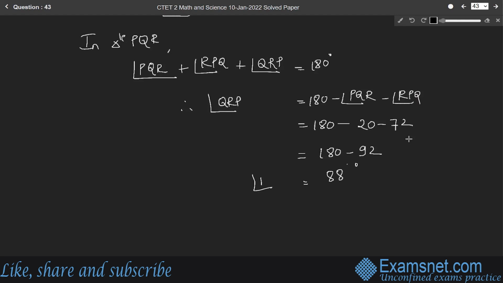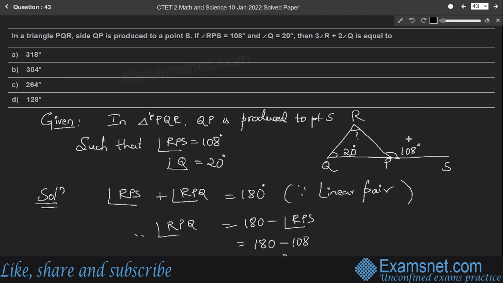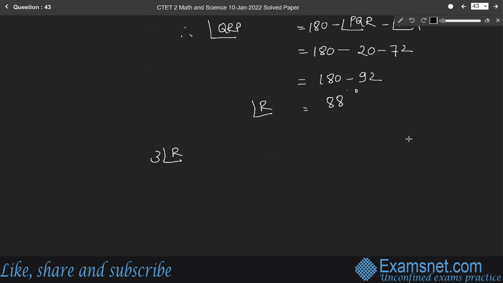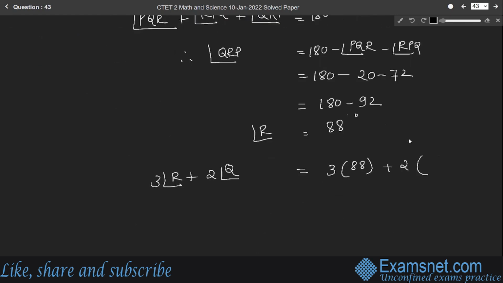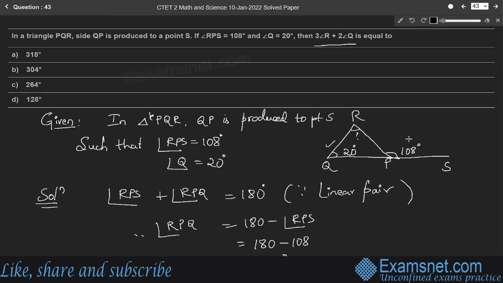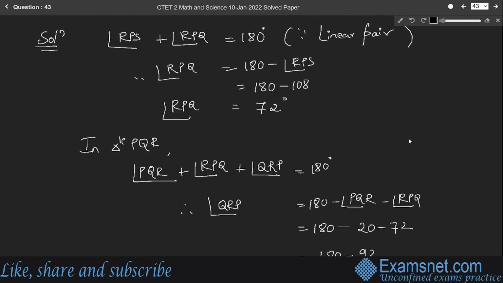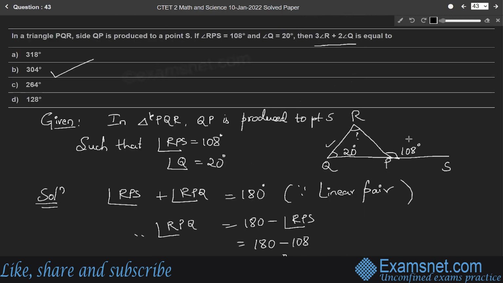So angle R is equal to 88 degrees, right? Therefore, 3R plus 2Q, so 3 times angle R plus 2 times angle Q is equal to 3 times 88 plus 2 times, what is angle Q? 20 degrees, which is given. So 20 degrees, which is equal to 264 plus 40, which is 304. Therefore, option B is the correct answer.